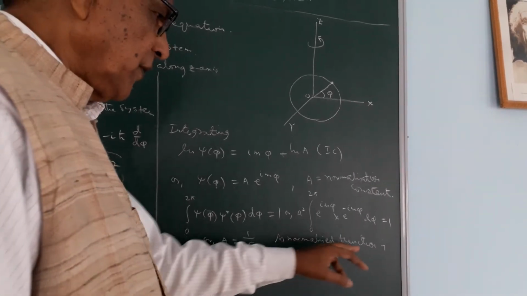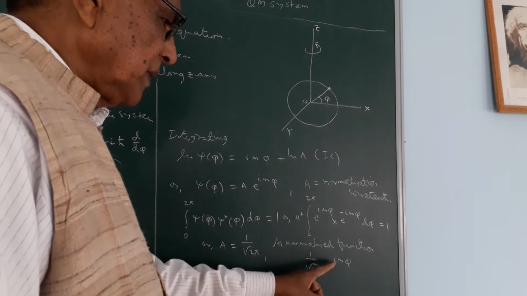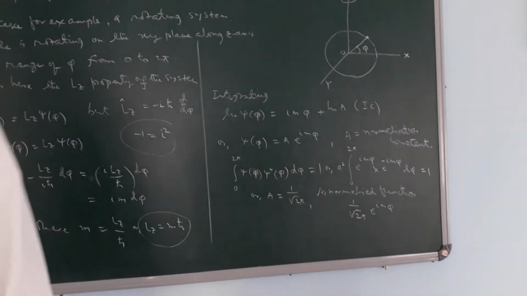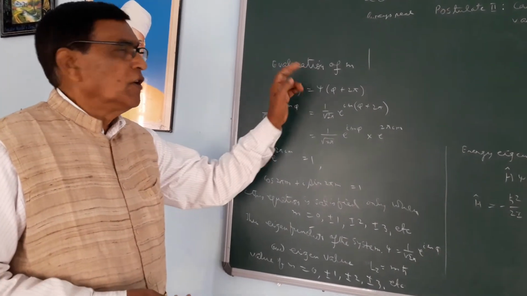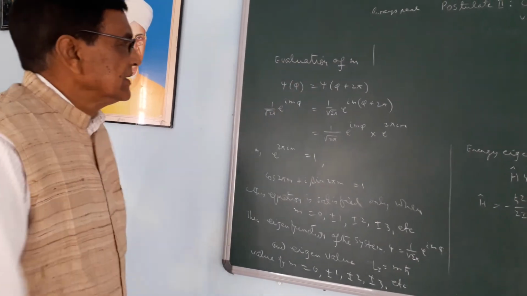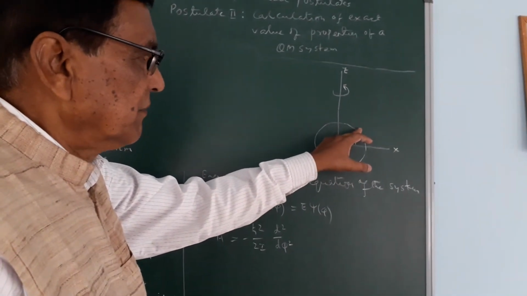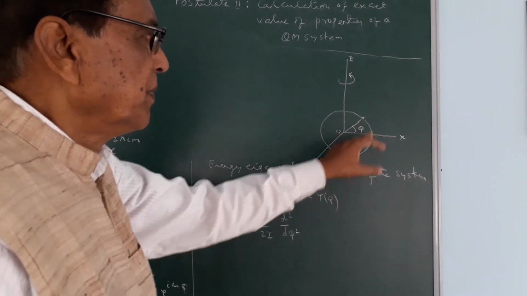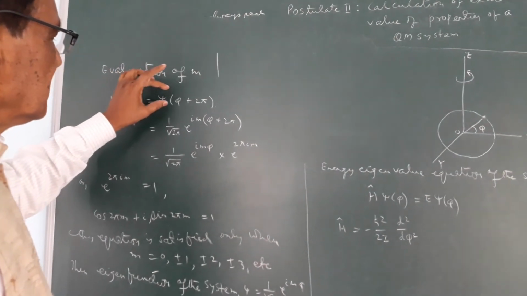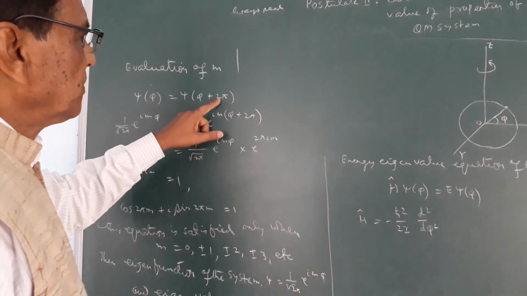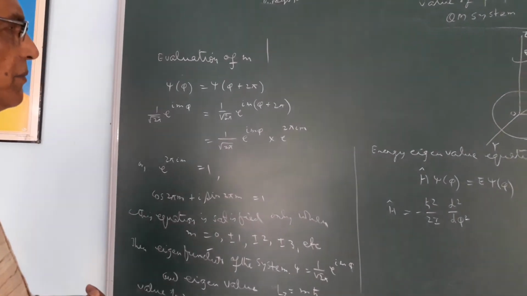So the normalized wave function for this system is 1 by root over 2 pi e to the power i m phi. Now our next task is to find the value of m, or you can say evaluation of m. You can see this same position is coming back for this particle after covering this 2 pi. So psi phi will be equal to psi phi plus 2 pi. 2 pi is the azimuthal angle covered for one complete rotation.